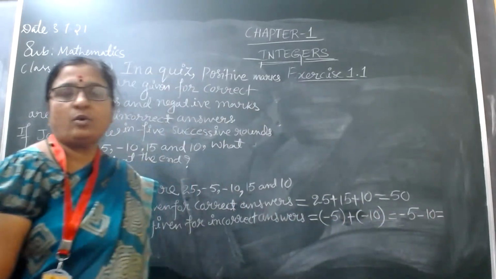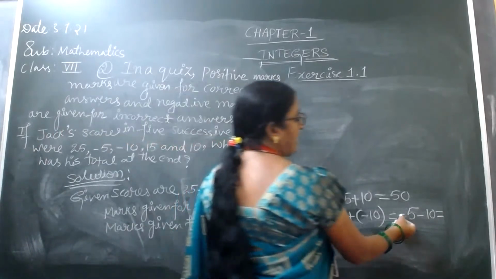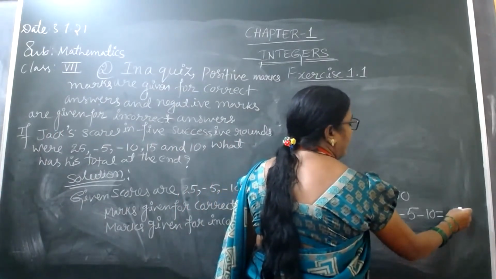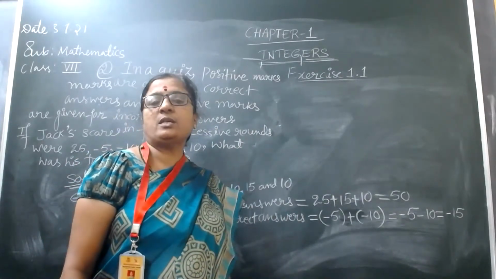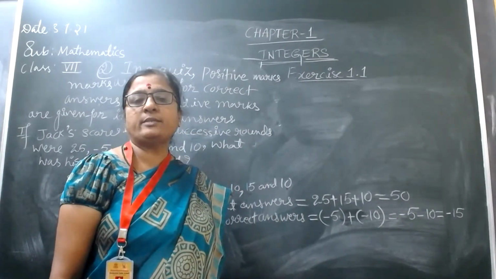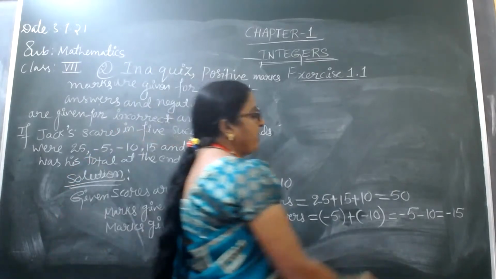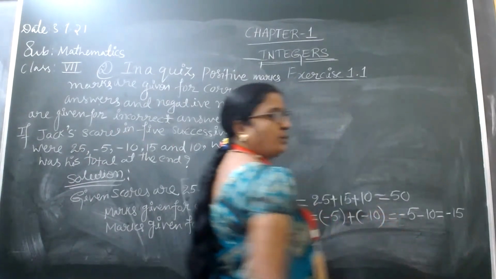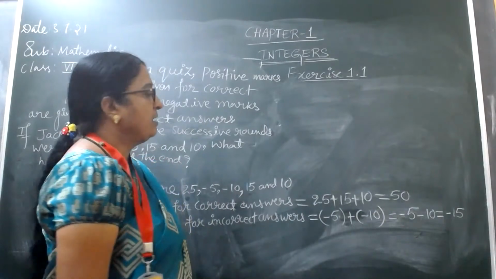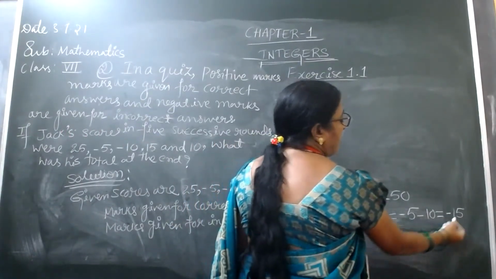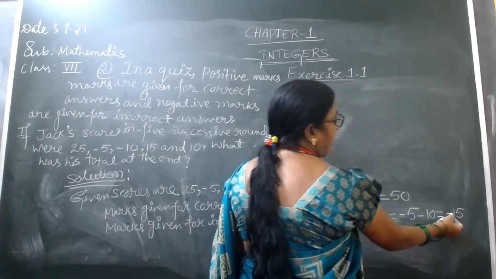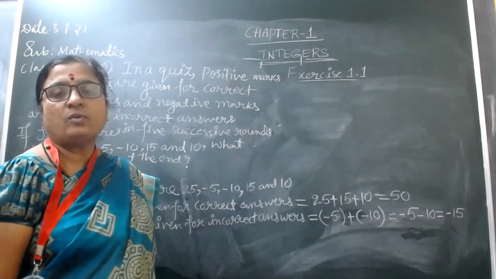The points I explained now, student: if the like sign is there, you should add and write the same sign. The sum of two negative integers is negative. Yesterday I explained, the sum of two negative integers is negative. Okay? Minus 5, minus 10, minus 15. If like sign is there, you should add and write the same sign in front of the answer. Okay?